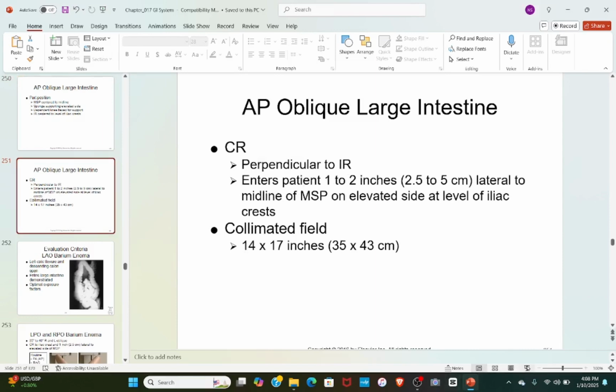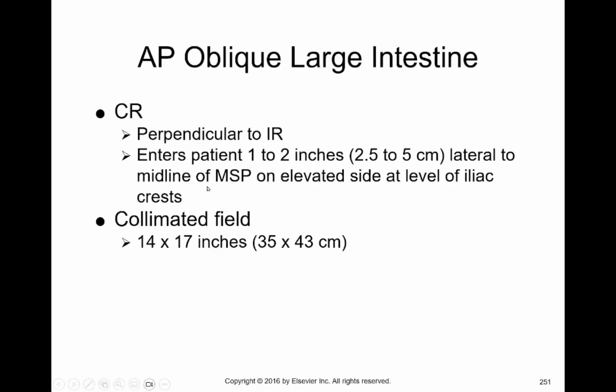This is where I need to pick up. So your central ray is going to enter the patient about 1 to 2 inches lateral to the midline on the elevated side at the level of the iliac crest. And again, your collimated field is going to be 14 by 17. Keep in mind that what we're doing this specifically for is the flexure. So even though it says to position at the iliac crest, use a little bit of discretion in your clinical positioning. And what you might want to do is intentionally off center, or not really off center, but elevate the positioning of your central ray so that you come in a little bit higher than that.